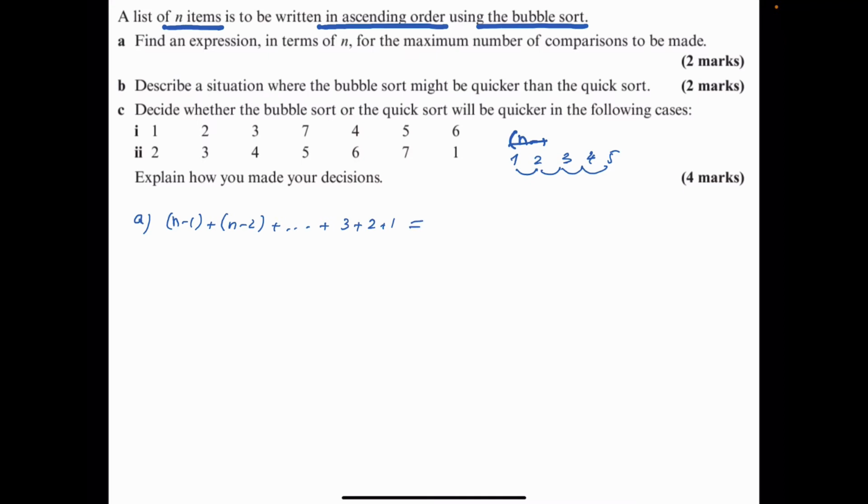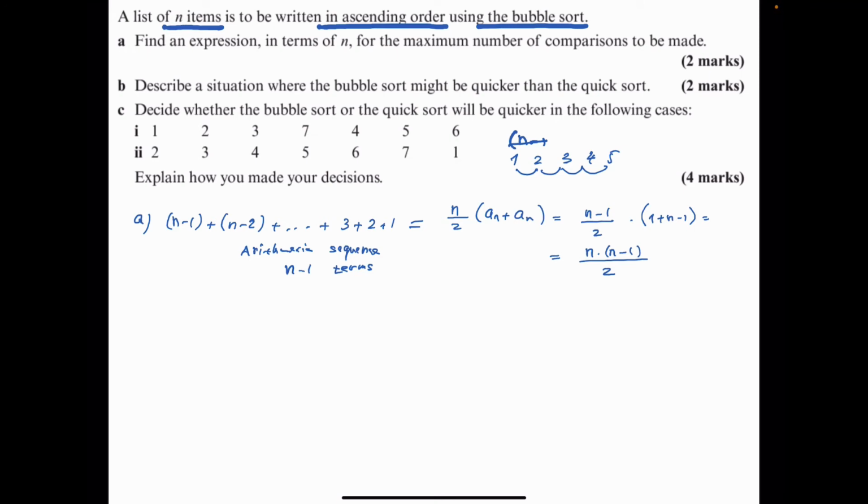When you look at this, this is the arithmetic sequence, and in this arithmetic sequence you have n minus 1 terms. As you know, the sum for the arithmetic sequence is n over 2 times the first plus the last item or element in the list. So in this case it's n minus 1 over 2 times 1 plus n minus 1. When you simplify it, you would have n times n minus 1 over 2.